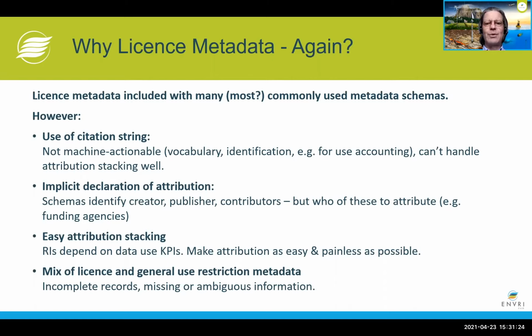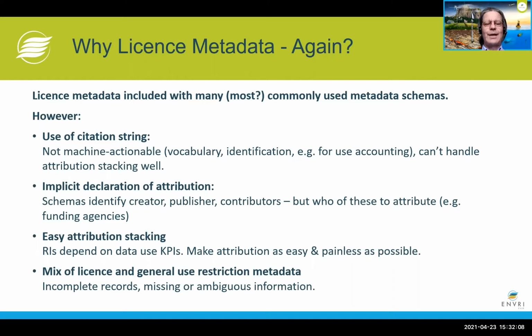There's also an implicit declaration of attribution. Current metadata schemas track different entities being involved in data creation, like the creator, publisher, and contributors. But they don't really say anything about whom of these are supposed to be attributed when you have an attribution license, for example. So the only selection you have is attribute all, but quite often that's not really what you want.